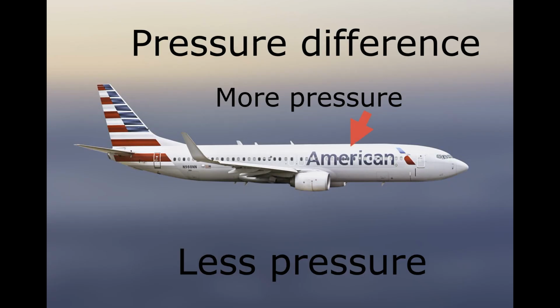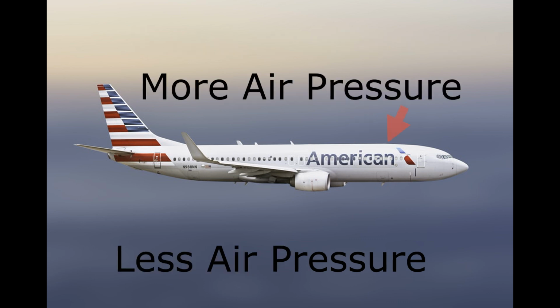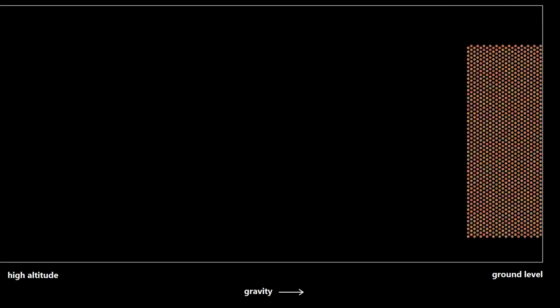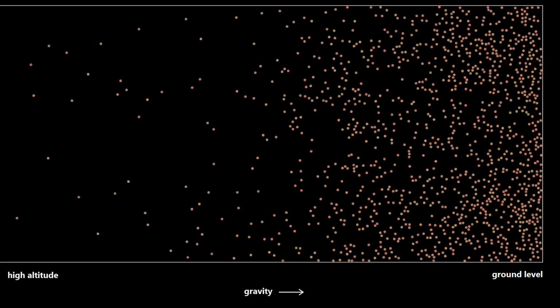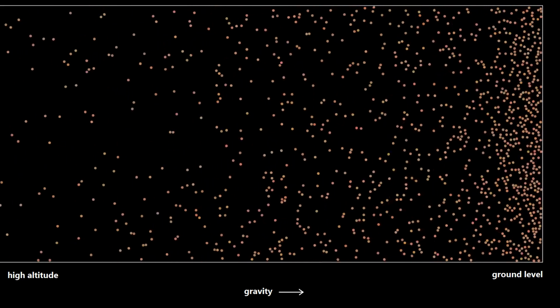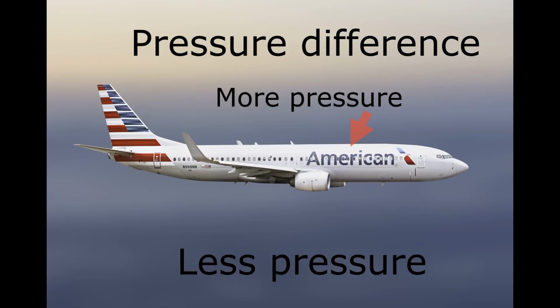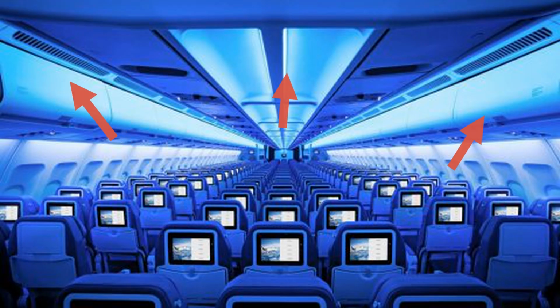This causes a pressure difference inside and outside the cabin, as the air pressure inside is much higher than the air pressure outside. The pressure difference is caused because the air molecules are concentrated mostly on the ground because of gravity. You can see in this video which shows that due to gravity the air molecules are mostly concentrated on the ground. Due to the pressure difference inside and outside, the cabin starts to expand.